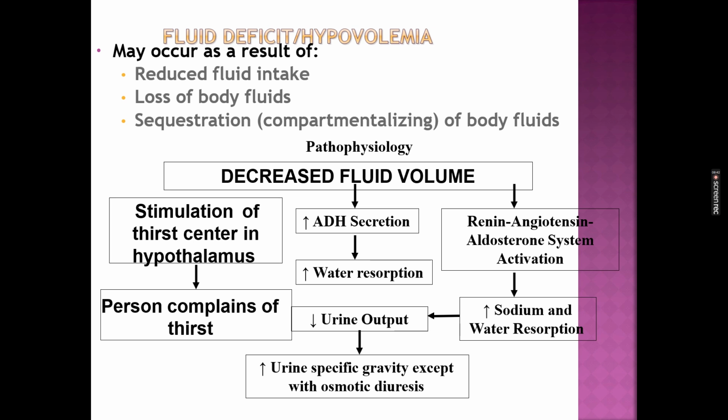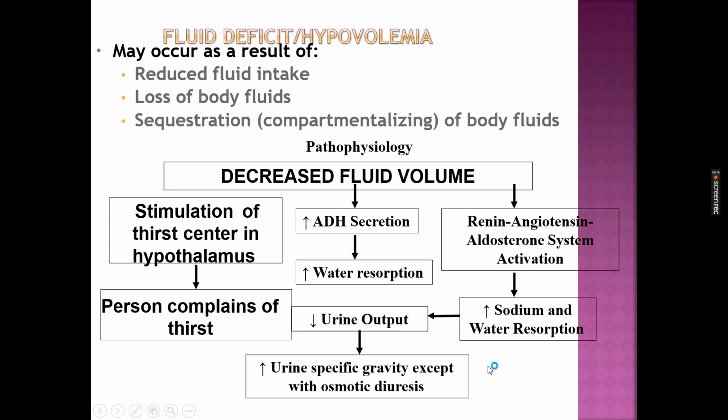But here we will be discussing the fluid aspect. How will it help? It acts on the kidneys and stimulates reabsorption of water. Water will be reabsorbed from the collecting tubules and automatically there will be a reduction in urine output. So here you can see ADH secretion increases, which increases water reabsorption from the collecting tubules, urine output reduces, and urine specific gravity increases with osmotic diuresis.